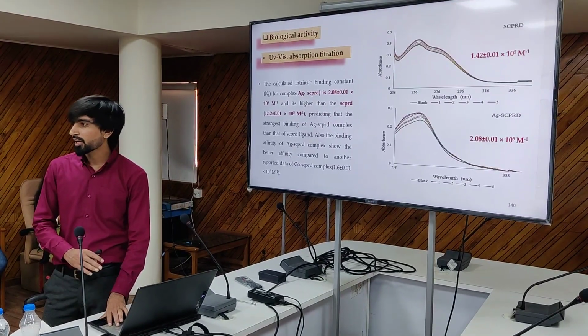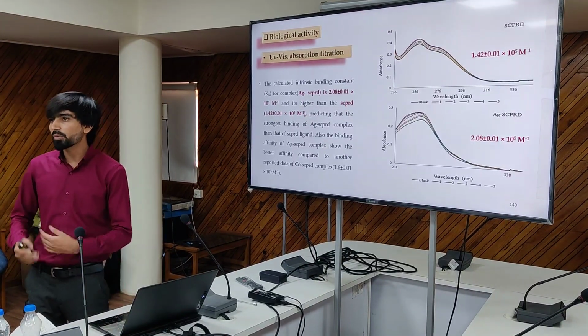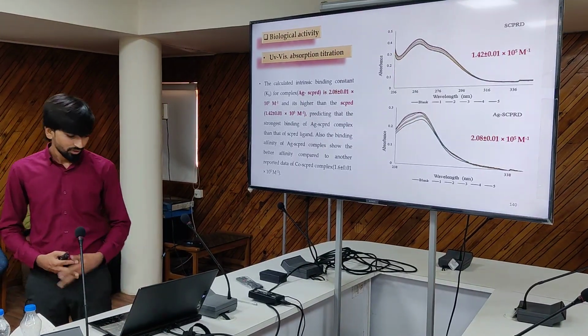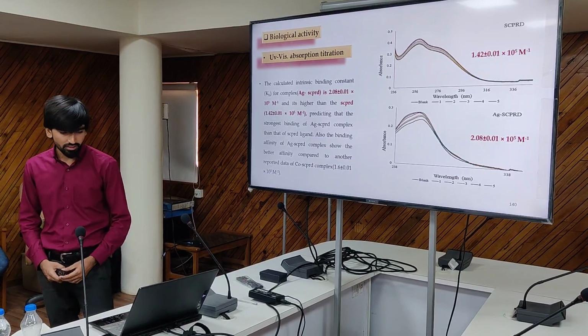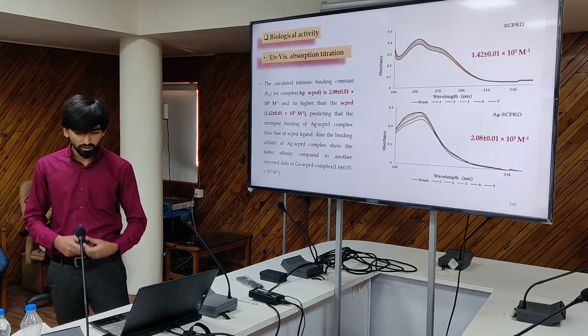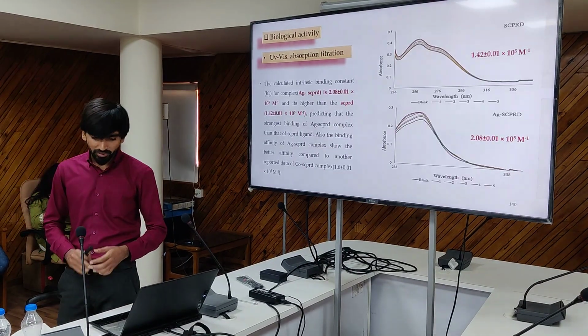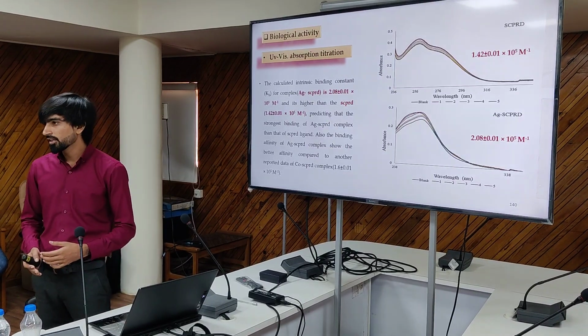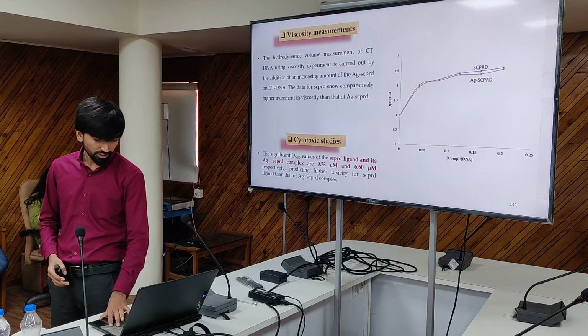In this case, I have not carried out the DFT study because of the solvent is there, so that's why it is not stabilized, it is not optimized in the DFT. So I don't carry out the DFT studies. But from the UV visible spectroscopy, we can say that the Kb value in case of the silver sulfur chloropyridine is around 2.08, and in case of the chloropyridine is 1.4.